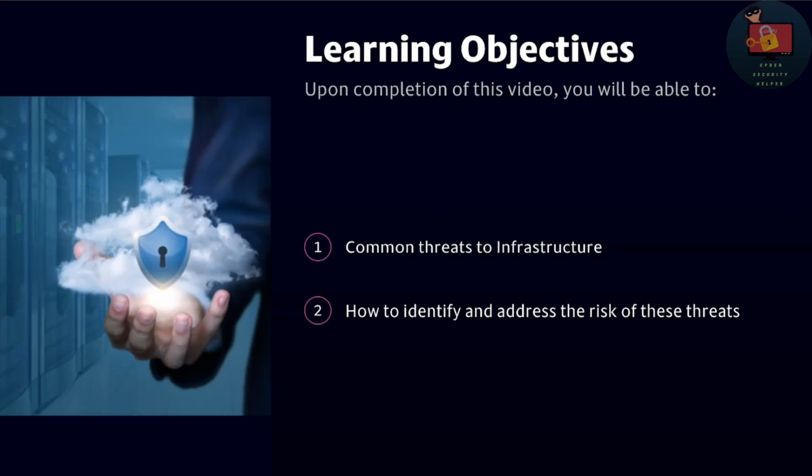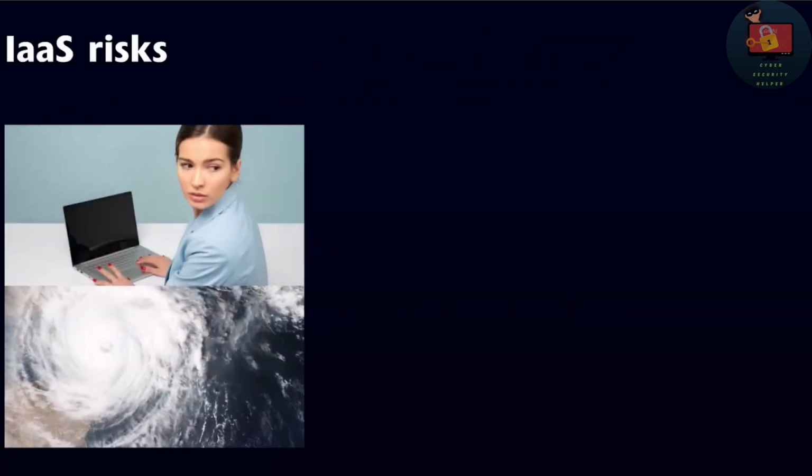Now, I want to go over a few definitions before we go any further. A threat in this context is anything that can cause damage or disruption to a cloud-based system. A vulnerability is a weakness that could be exploited by a threat, and a risk is a probability that a threat will exploit a vulnerability. It's very important to know these definitions for the exam, and I'll be referring to them going forward.